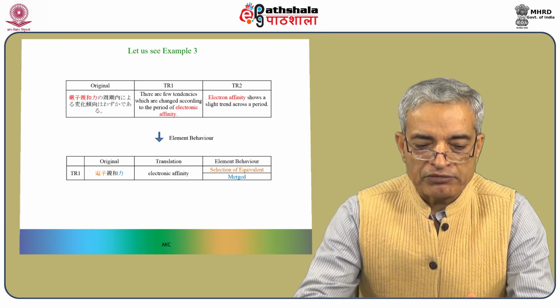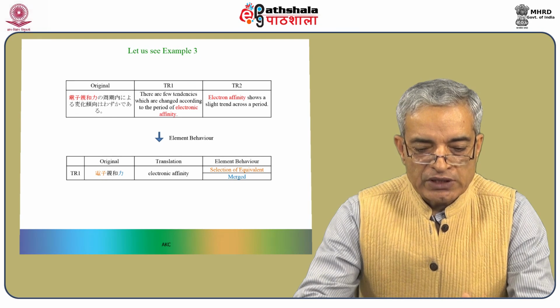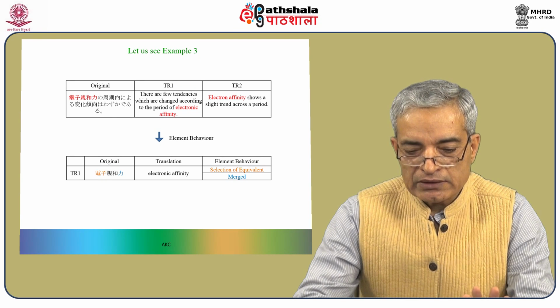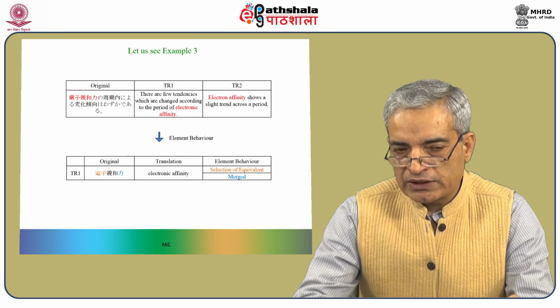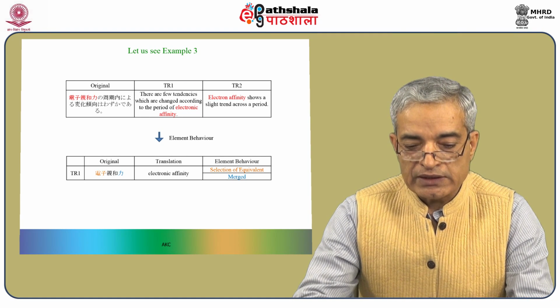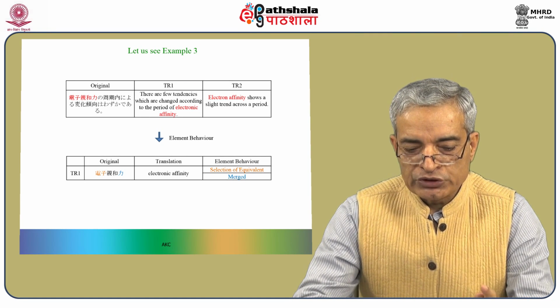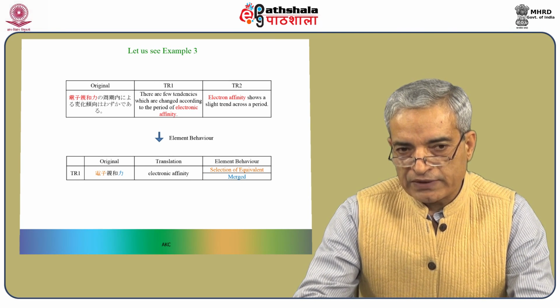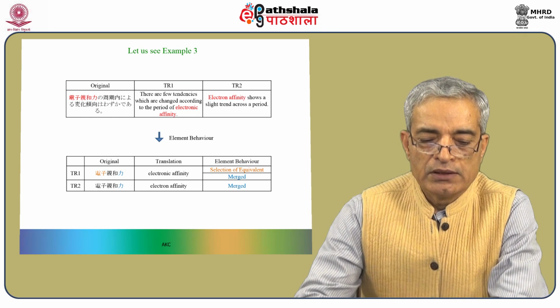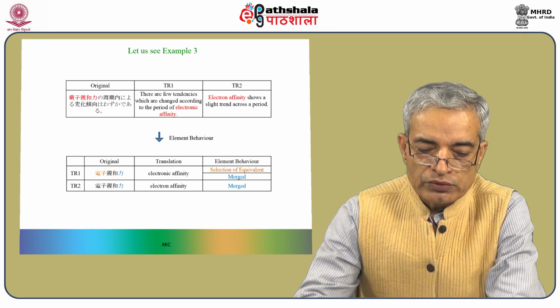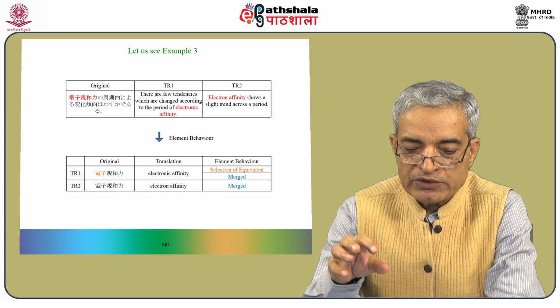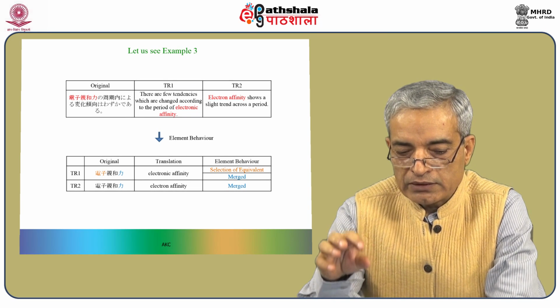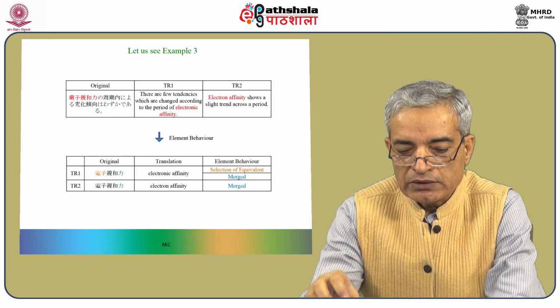If we see the elemental behavior here, denshi shinwa ryoku, the translation is electronic affinity. If you see carefully, the denshi is selection of equivalent, that is, it can be translated as electron or electronic. Here it is electronic. The shinwa ryoku is affinity. There is a merger of shinwa and ryoku in the final equivalence. In the case of translation 2, denshi becomes electron and shinwa ryoku is affinity merged.